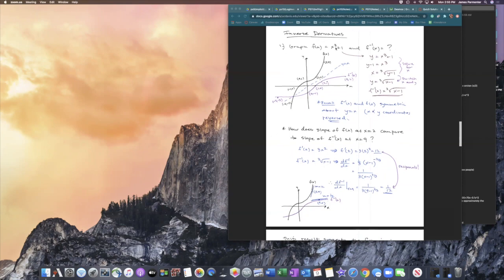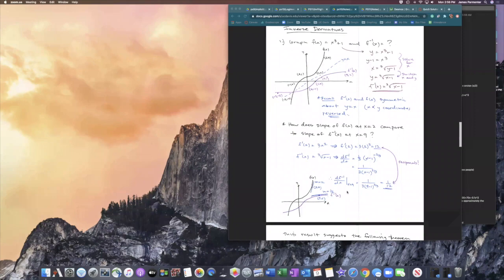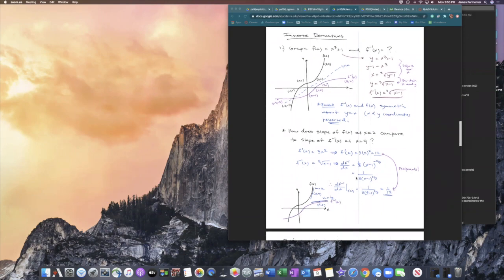Right? We can solve this for x. And then the derivative of that is 1/3 (x minus 1) to the negative 2/3, which is 1 over 3 times (x minus 1) to the 2/3. If you plug in the point 9, 9 minus 1 is 8. 8 to the 2/3 is 4. 3 times 4 is 12, and you get 1 over 12. So I want to point out that the derivative of the inverse is 1 over the derivative of the original function, evaluated at the right point. So the derivative of f inverse at 9 is 1 over the derivative of the original function at, in this case, 2.